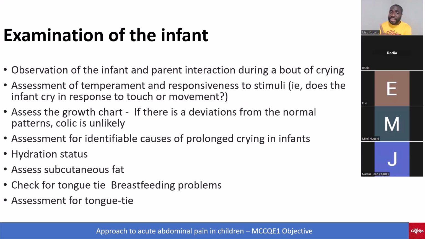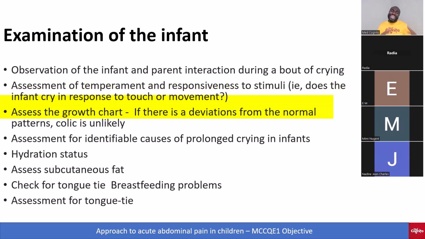Number one, even before you get to the child itself, pay attention to the interaction between the child and the parents, how they are interacting. You realize that the parents may be worn out, just tired, right? Now, you also want to assess the temperament and responsiveness of the child to stimulus. Does the child respond to touch? Does the child respond to movement? Maybe at times the mother is rocking the baby, right?